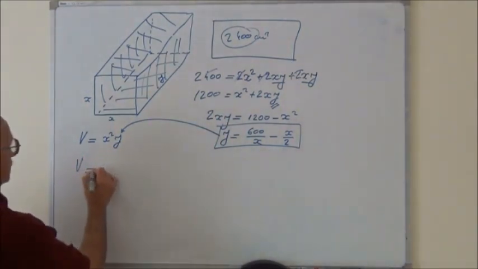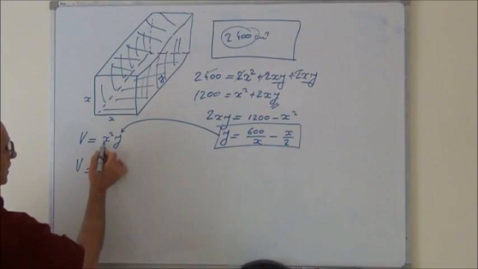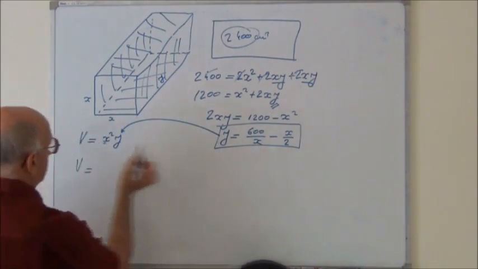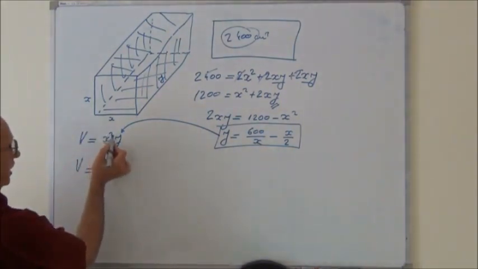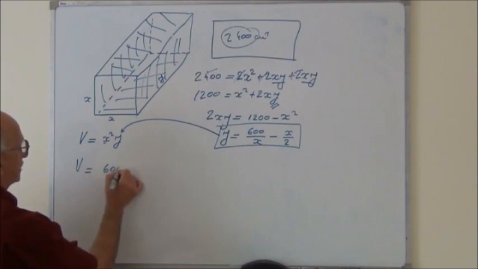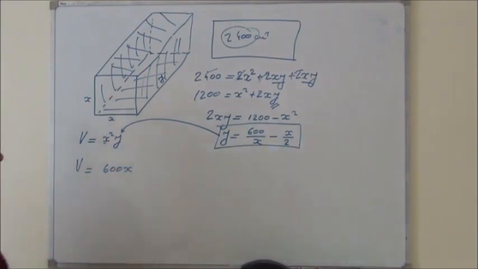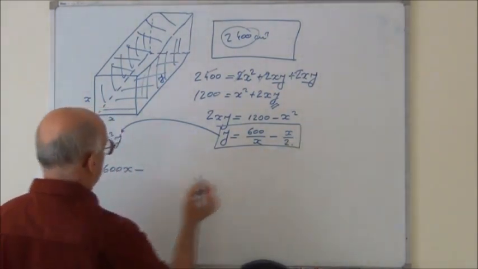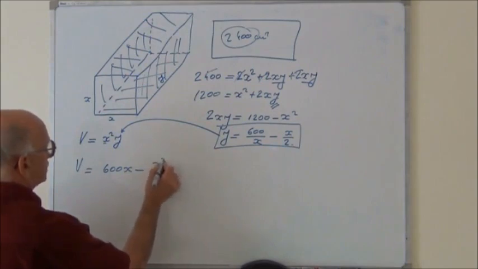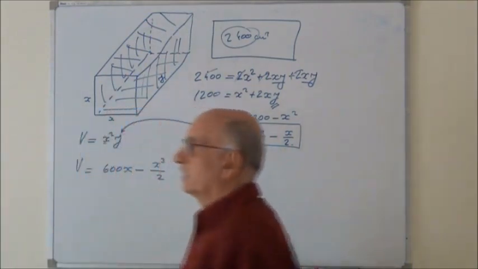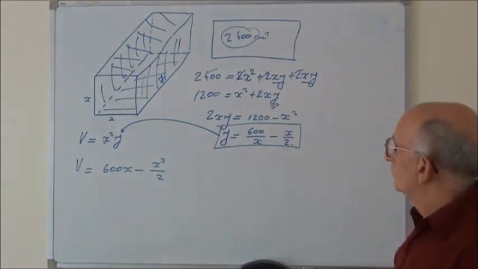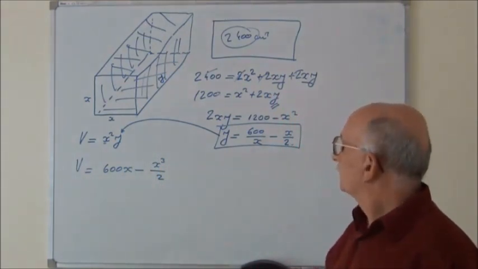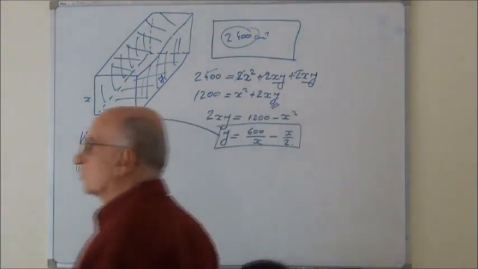Then V equal, I will multiply straight, x squared multiplied by 600 on x, cancel x and x squared, and we have 600x, minus x squared multiplied by x on 2, we will have x power 3 on 2. And now we have volume in terms of x, and we can differentiate this function without any problems.